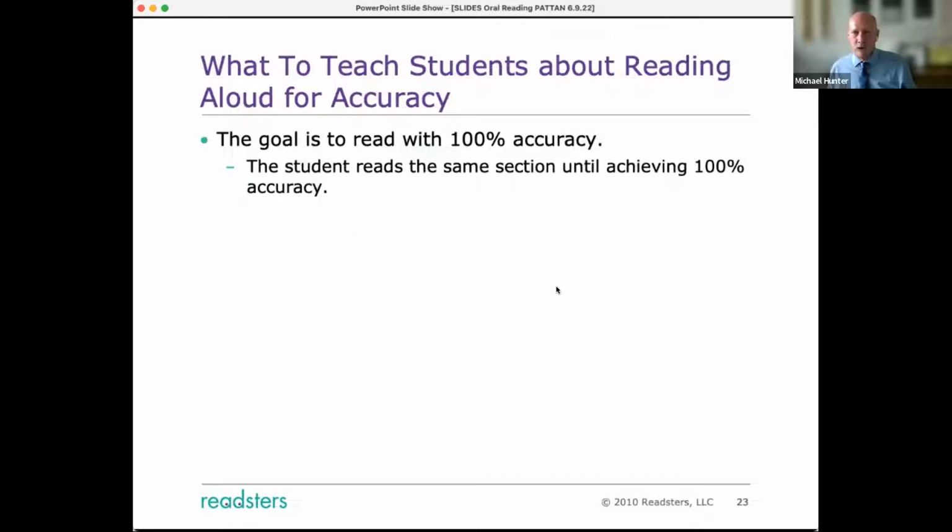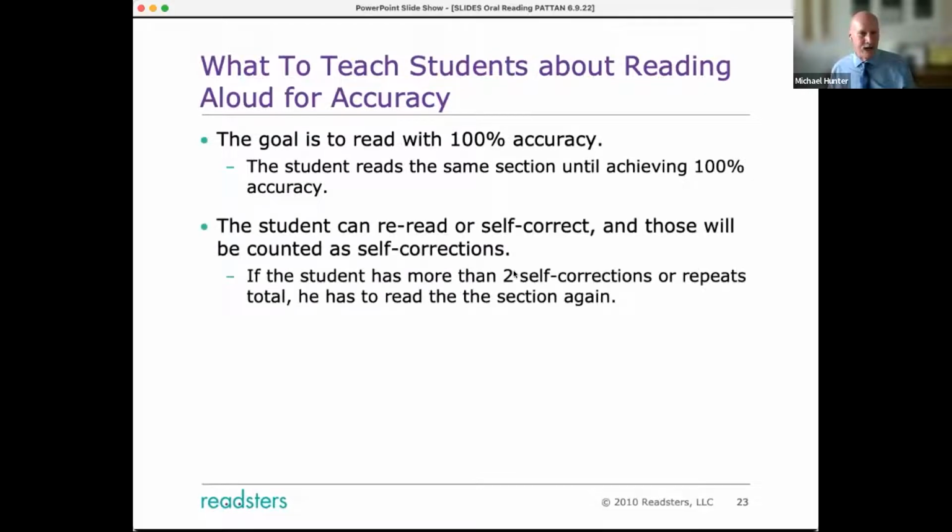So what do we want our students to know about this whole accuracy practice? First thing that we want them to know is their goal is to read the first time they read something 100% accuracy. And they will always continue to read the same section until they have gotten 100% accuracy. This sets the habit and expectation for 100% accuracy in reading. And we don't move on until you've demonstrated that, because we want you to read everything 100% accurately.